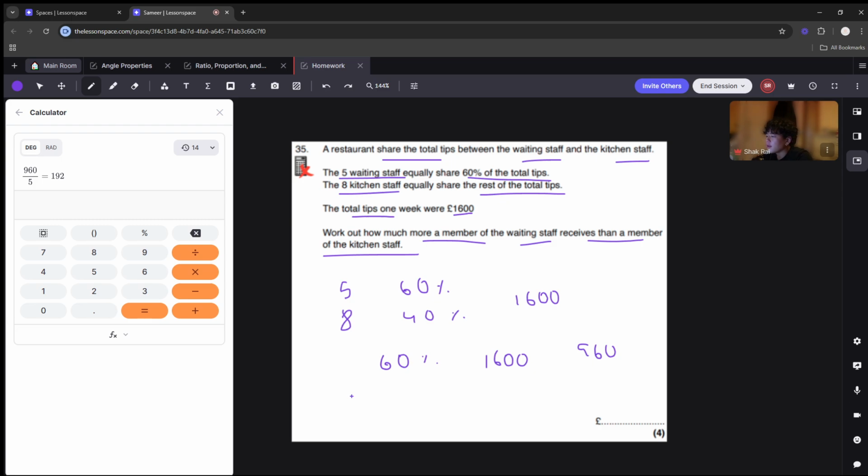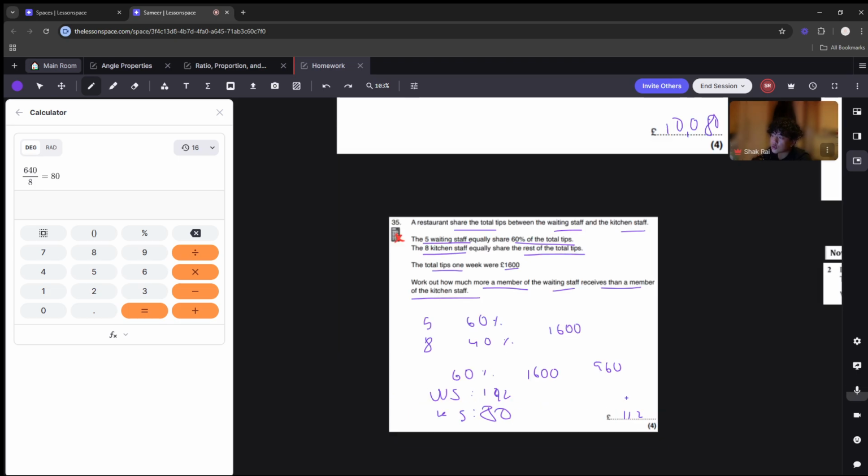So, anyways, waiting staff get £192. What about kitchen staff? So 40%. What's 1,600 multiplied by 0.4? That's 640. How many kitchen staff are there? Divided by 8 equals 80. Poor kitchen staff. So work out how much more the waiting staff received than a member of the kitchen staff. So 192 minus 80 is 112.